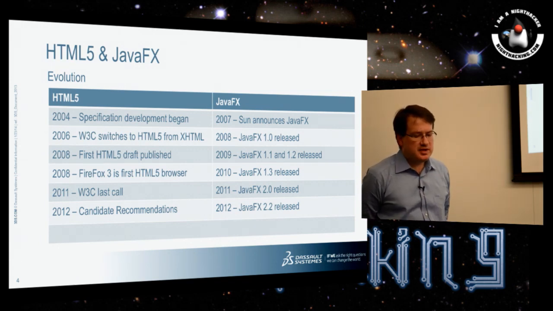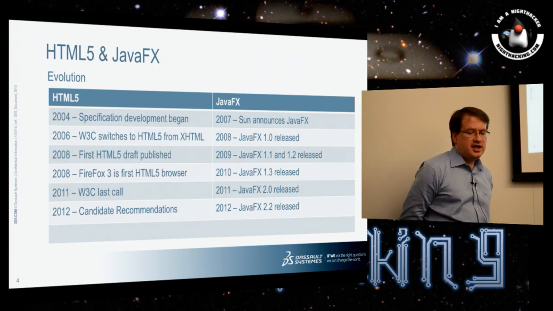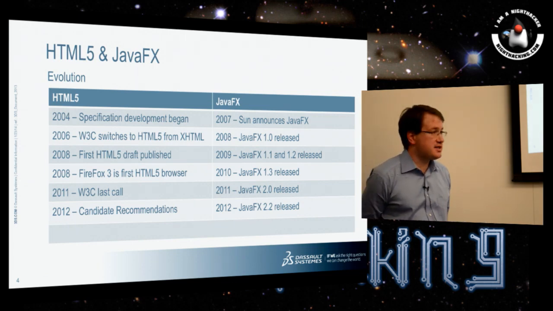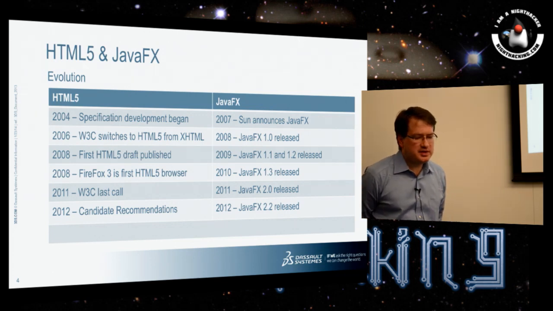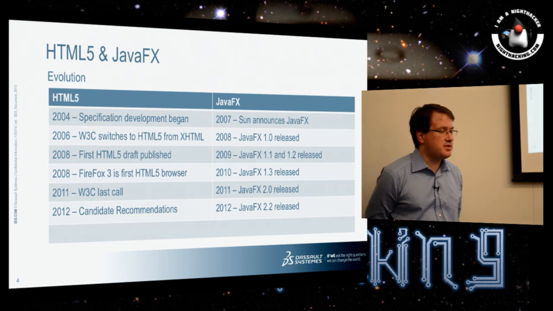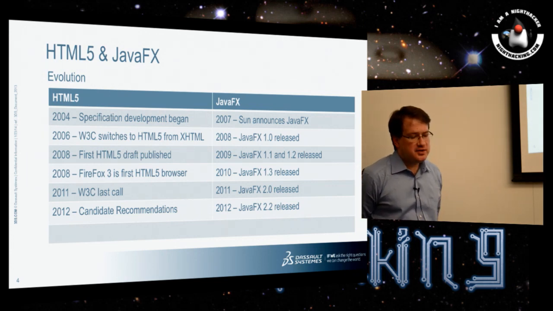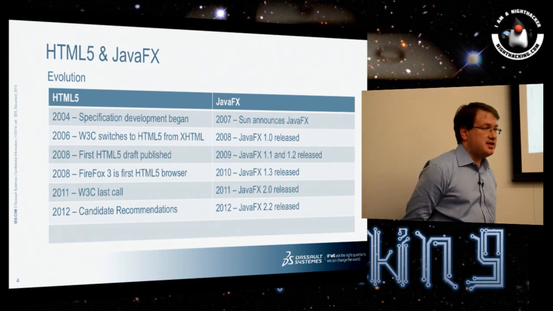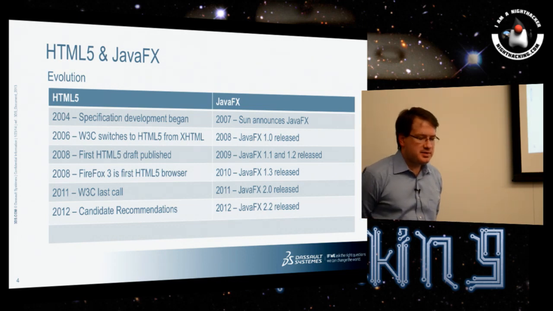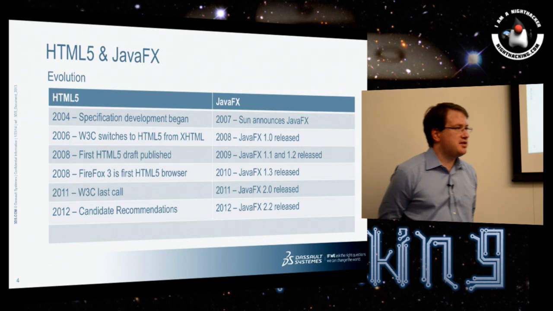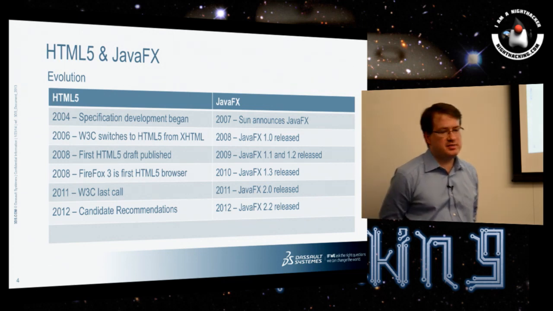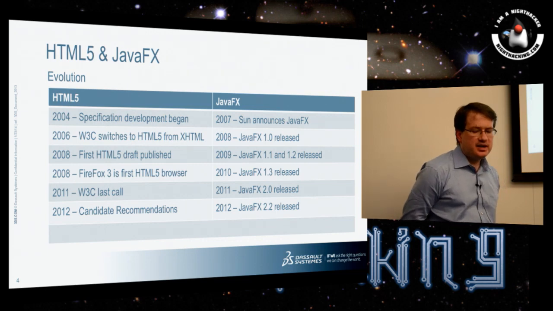So in 2004, specification development began. Around 2006, the W3C switched to HTML5 from XHTML. And so for a couple of years there was some confusion about XHTML versus HTML5 and which way things were going to go. In 2008, the first HTML5 draft was published. And then really it's been within the past 2 years that you've gotten browsers that are actually capable and support enough features of HTML5 that you can begin to use it.